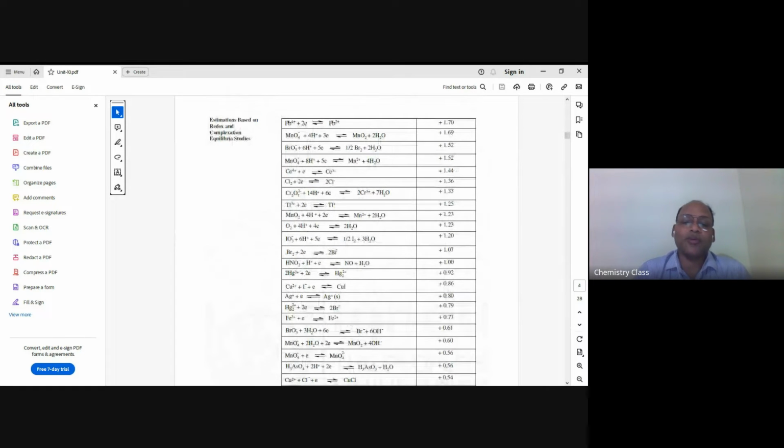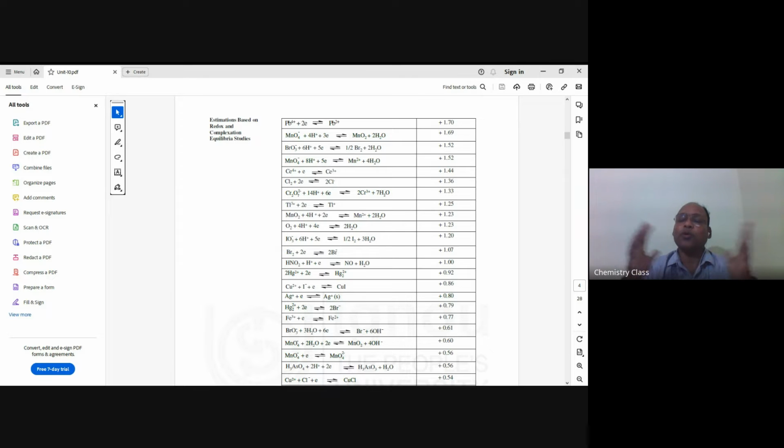So now what happened here: if the potential value is more, that will be the oxidizing agent. If the potential value is less, that will be the reducing agent. So fluorine acts as a strong oxidizing agent, whereas lithium is known as a strong reducing agent, because the value decreases from fluorine to lithium. So you have to understand this.